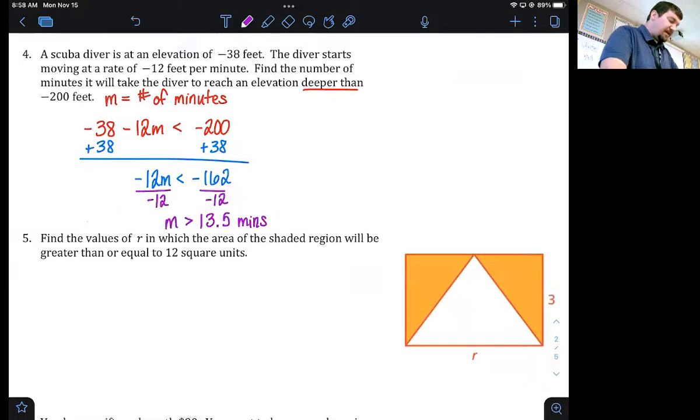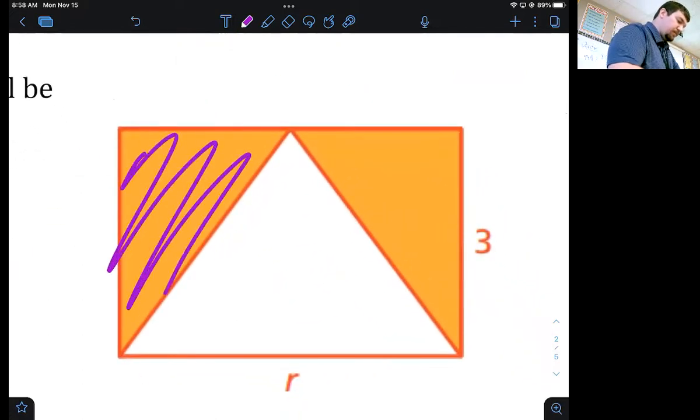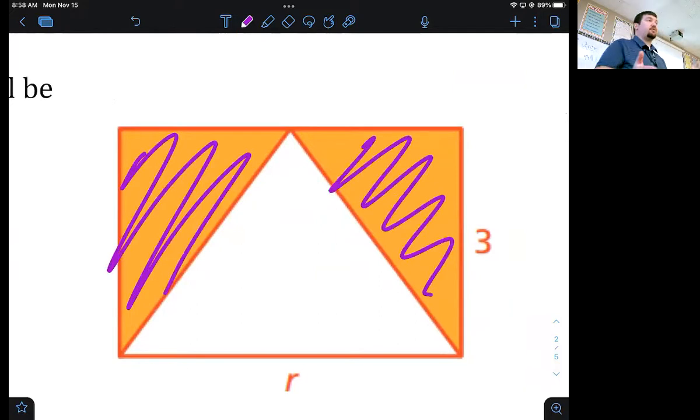Number 5, find the values of r in which the area of the shaded region will be greater than or equal to 12 square units. So to find the area of the shaded region, I could add those two areas, those two triangles together. Unfortunately, I don't know the base of either one of those triangles. I just know the height's 3. So what I'm going to do instead is I'm going to think of this as one full-size rectangle and just subtract out the dead space that I don't want, the white triangle.